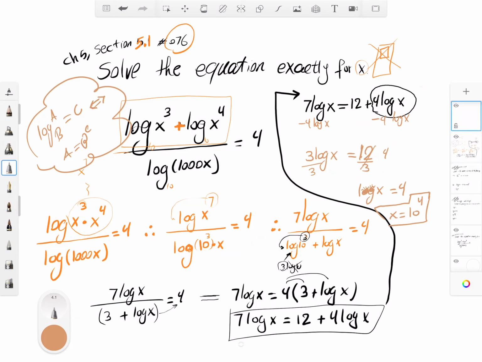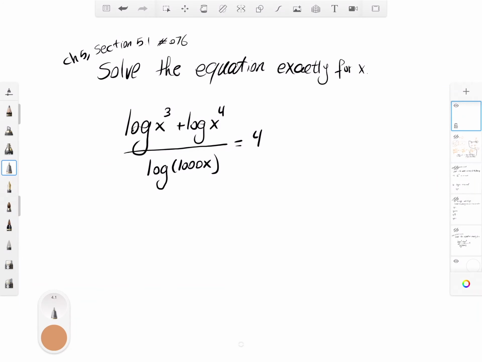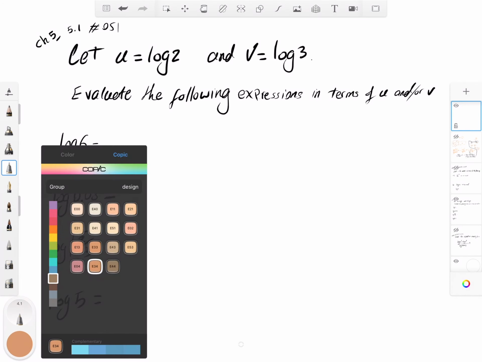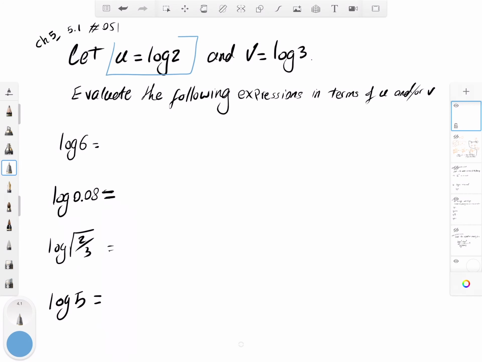All right, let's have the second question. So this is another good question. This is all algebra. We have u as log of 2. So anywhere you see log of 2, you can substitute u. If you see log of 3, we substitute v. All right. So log of 6. So we don't use the calculator. It's the exact value in terms of u and v.